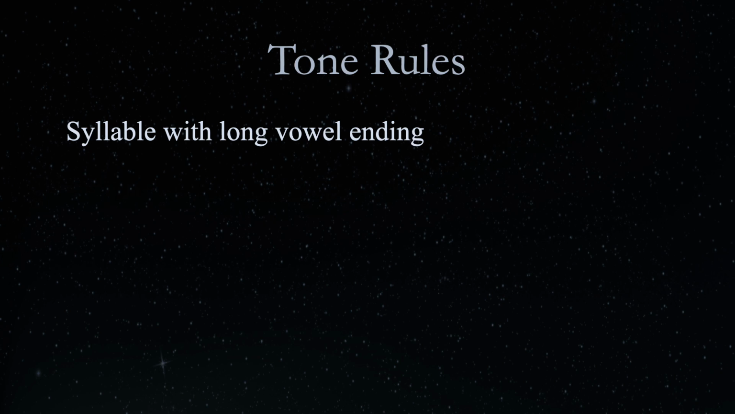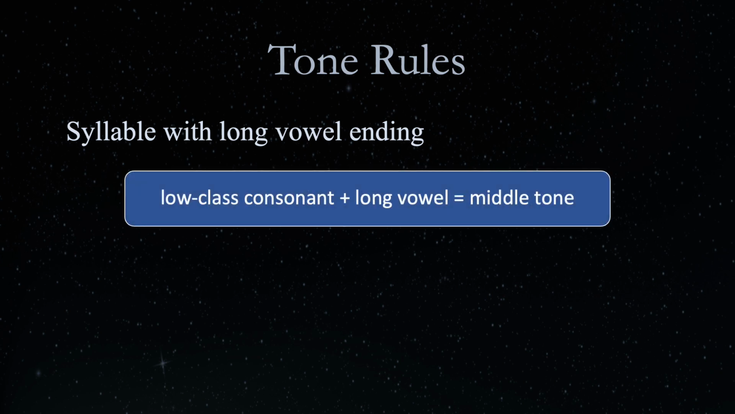A syllable beginning with a low-class consonant and ending with a long vowel sound is in the middle tone. For example, ma, meaning to come. The word ma has one syllable that begins with the low-class consonant ma and ends with the long vowel sara.